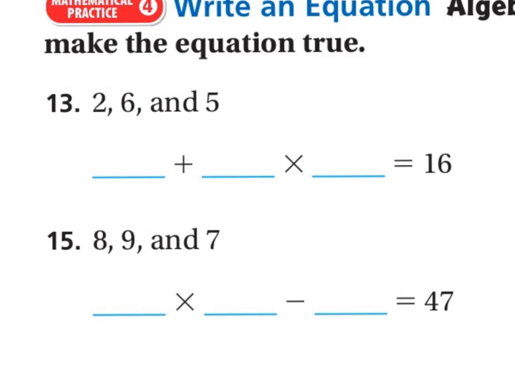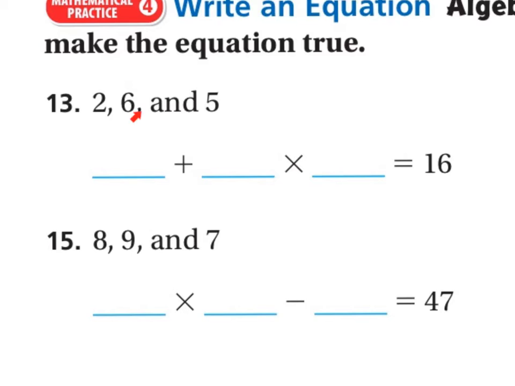When I look at number 13, I see that I have addition and I have multiplication. According to my order of operations, multiplication comes first. So I know I'm going to be multiplying first. When I look at my numbers, I could multiply 2 times 6, that equals 12. I could multiply 2 times 5, that equals 10. I could multiply 6 times 5, that equals 30. But my answer is 16.